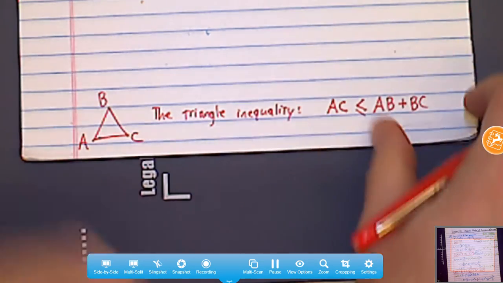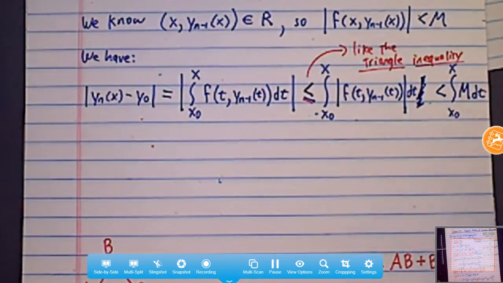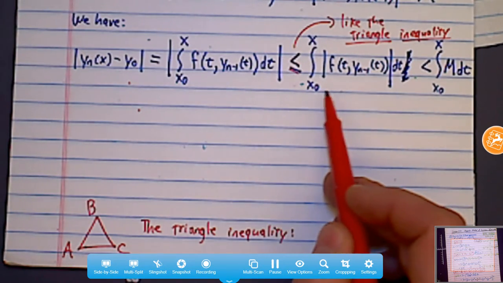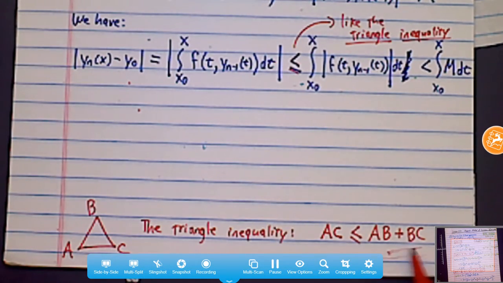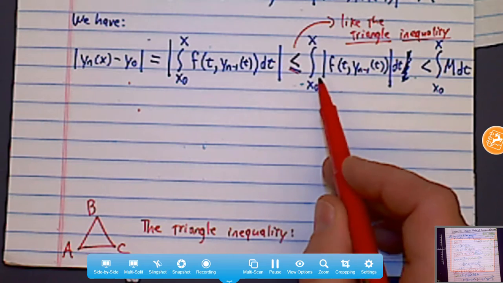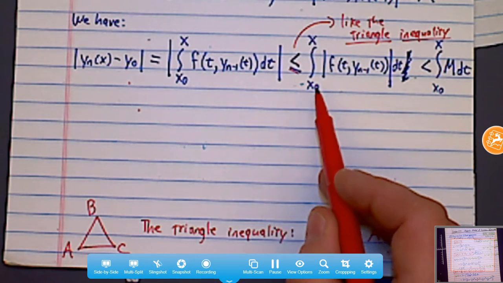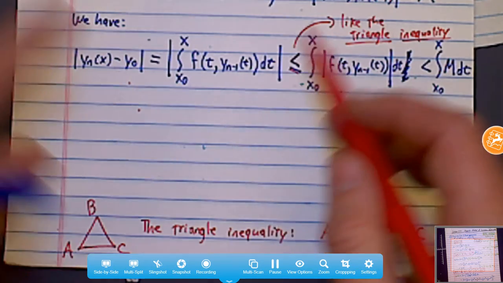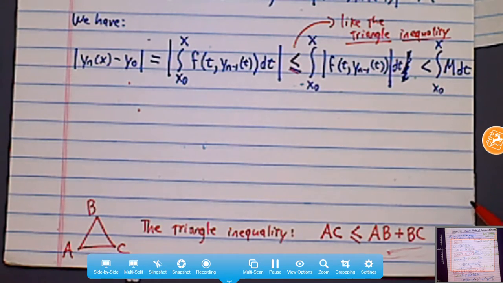Oh, I'm pointing to nothing. Well, thank you. Try it again. The right-hand side is like this, the AB plus the BC. It's infinitely many distances added together, integrated. And then the left-hand side is just kind of going straight there. Take the distance of the one integral. All right, so if you buy that, then I think we actually proved this line.